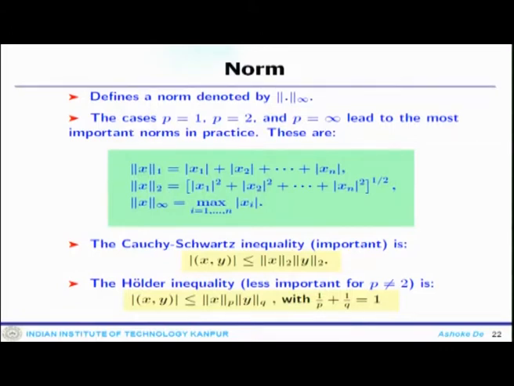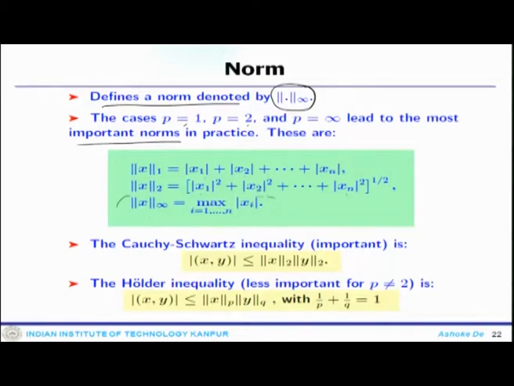Now, you define a norm denoted by the subscript infinity. As I said, p could be 1, p could be 2, p could be infinity, leading to the most important norms in practice. So, p equals 1 means you get the sum of |x1|, |x2|, |x3| like that. When p equals 2, you get the L2 norm, which is the square root of x1 squared, x2 squared, x3 squared, and so on. For infinity, you get the maximum of those.